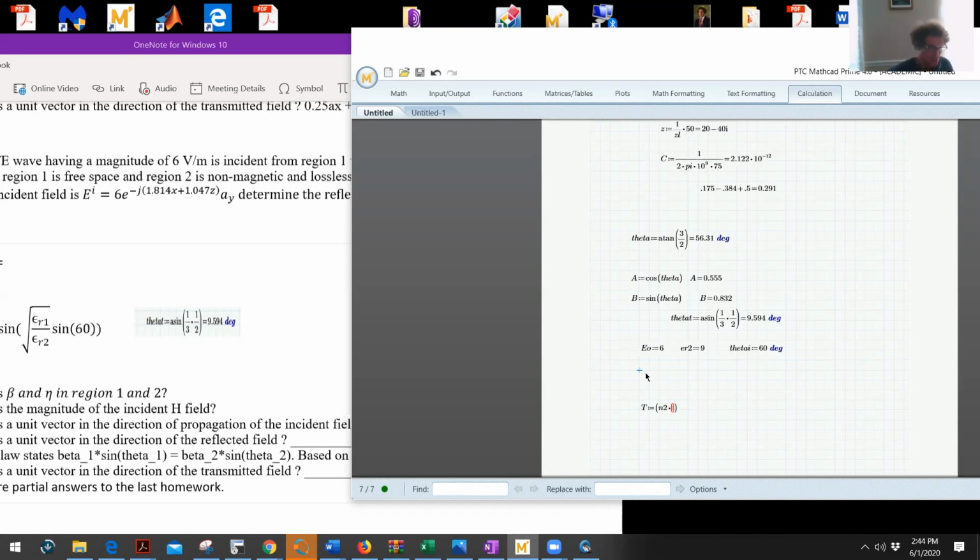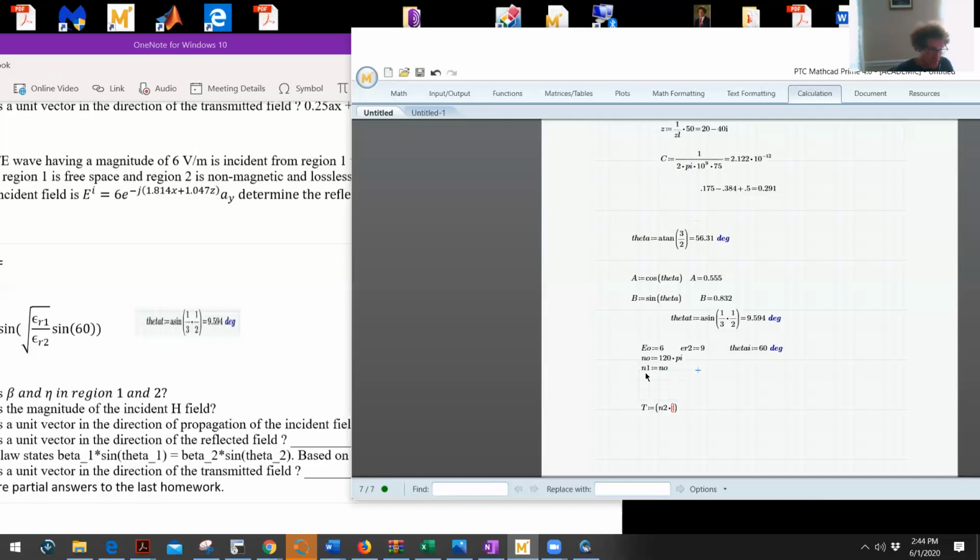All right, so I know that eta 1 is really equal to eta naught, and I'm going to put it right here. Eta naught is just 120 times pi. Is everybody okay with that, class? That's what free space is. It's what air is. Now, eta 1 is eta naught.